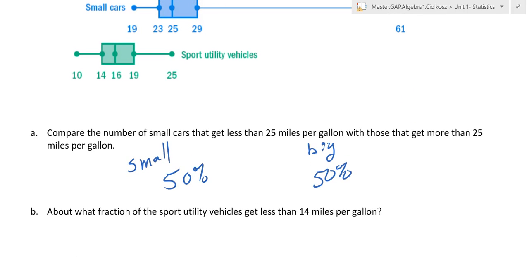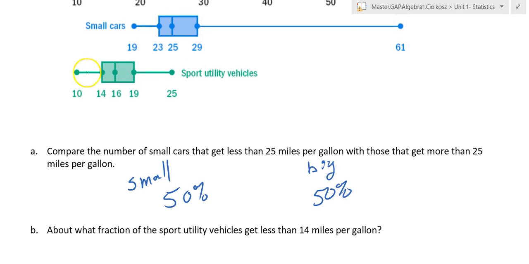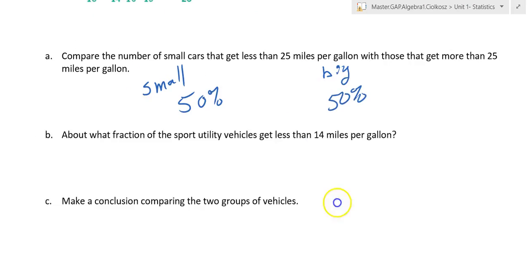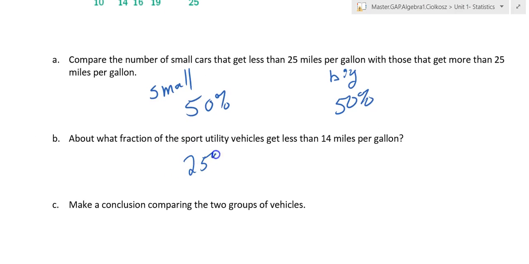About what fraction of the sport utility vehicles, so the green, get less than 14. So if I'm looking at less than 14, well, that's only 1 interval. So again, that's 25%, or we could think of 1/4.